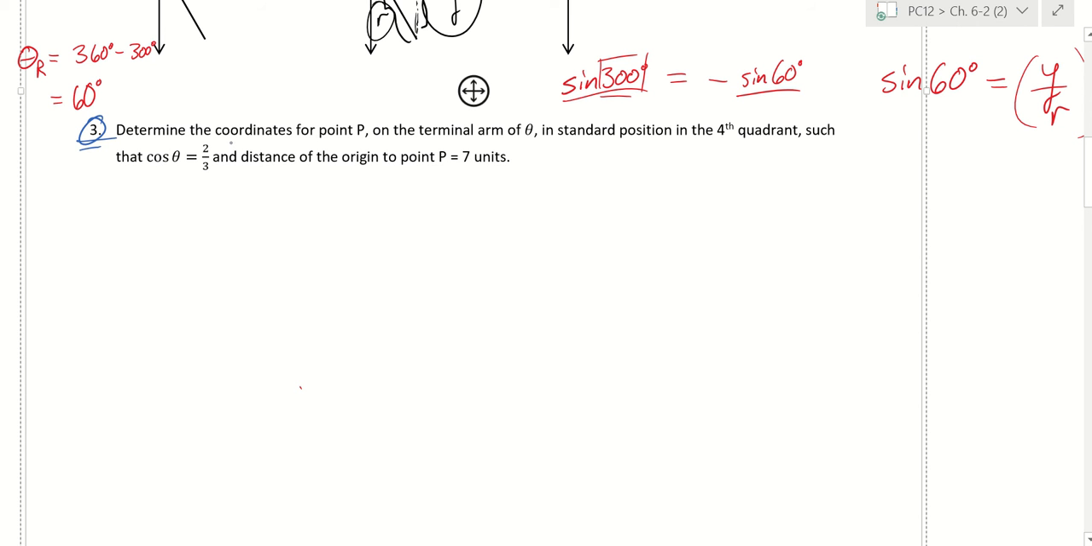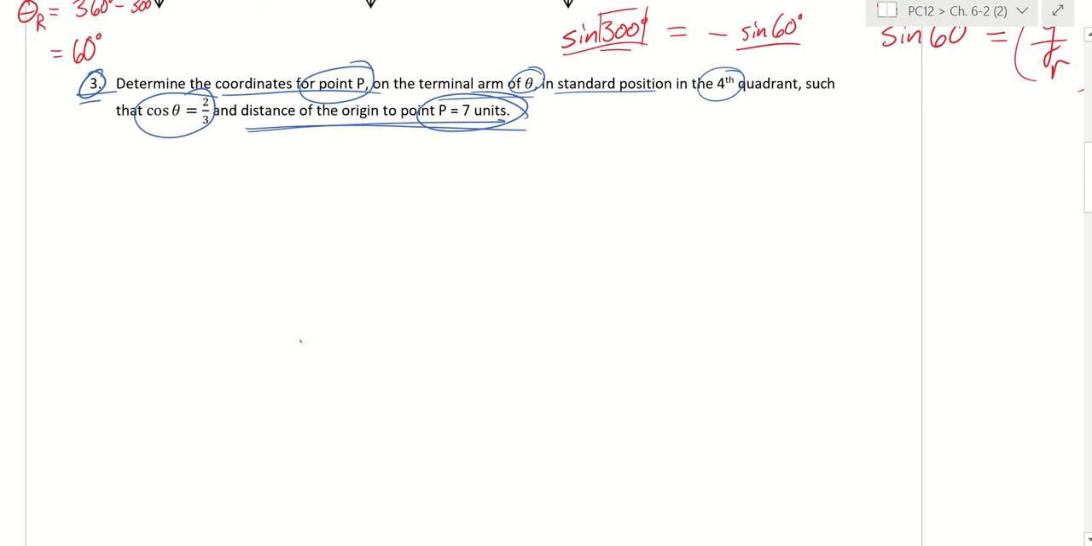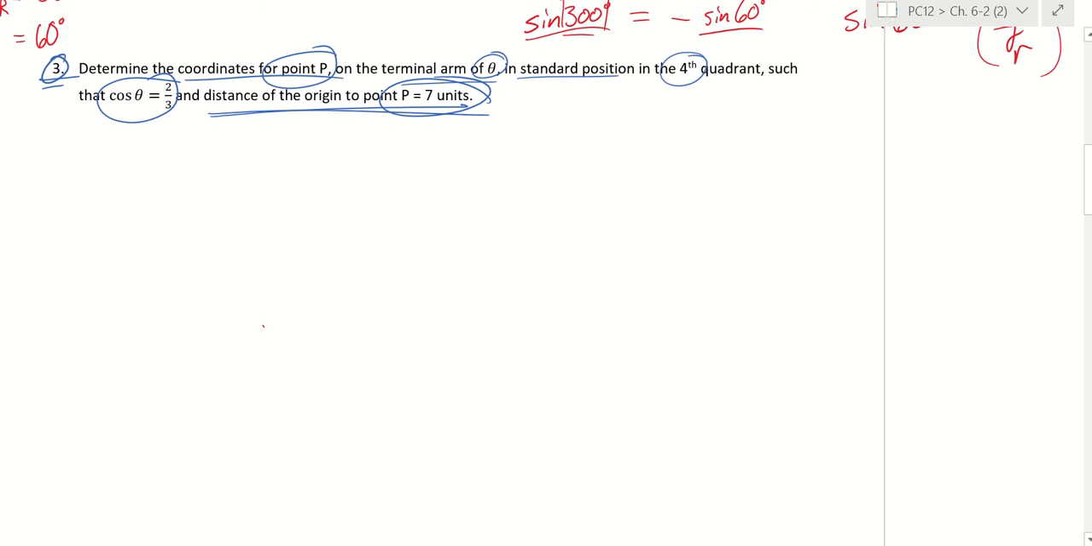So here we want to determine the coordinates for point P on the terminal arm of angle theta in standard position in the fourth quadrant, such that cosine of that angle in standard position is just 2/3. So that's the cosine ratio of that angle. And we know that the distance of the origin to point P is 7 units, and we know it ends in quadrant 4.